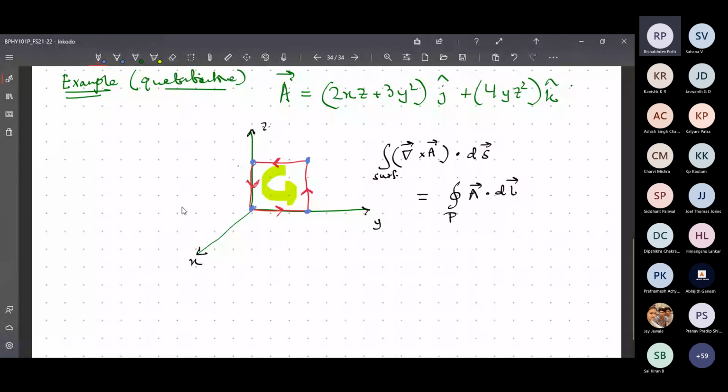Is there a reason it's in the anti-clockwise direction? No, no, it is not. In this case, I have given it in this way. There is no other reason. Okay.